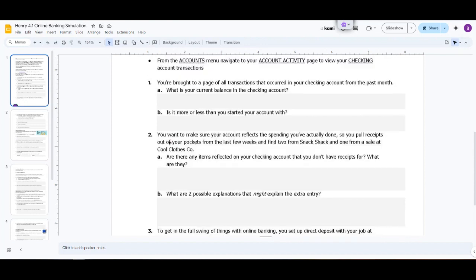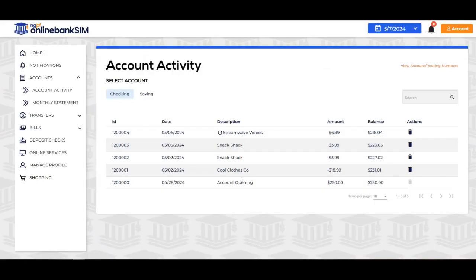So in both cases, I have less than what I started with. All right. For number two, it says you want to make sure your account reflects spending you've actually done. So you pull your receipts out of your pockets from the last few weeks. You find two from Snack Shack and one from a sale at Cool Clothes. So if I head back here, there's the transaction for Cool Clothes, the two receipts that I have for Snack Shack, those are both there. But I also have this Streamwave videos.